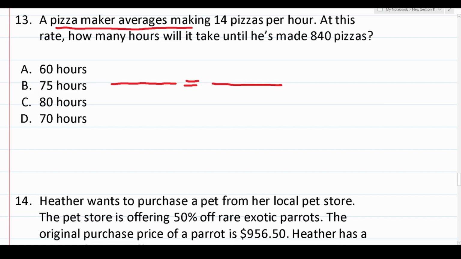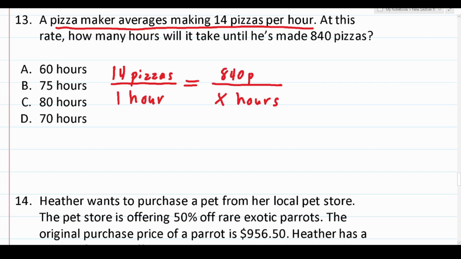We're told the pizza maker can make 14 pizzas per hour. So let's fill that in accordingly. Again, we know he makes 14 pizzas every 1 hour. And we want to know how many hours. So I have hour in the denominator on this side. Let's keep hour in the denominator over here. And that's going to be X hours till he makes 840 pizzas. Okay. So as we know how to solve proportions, the next step is to cross multiply.